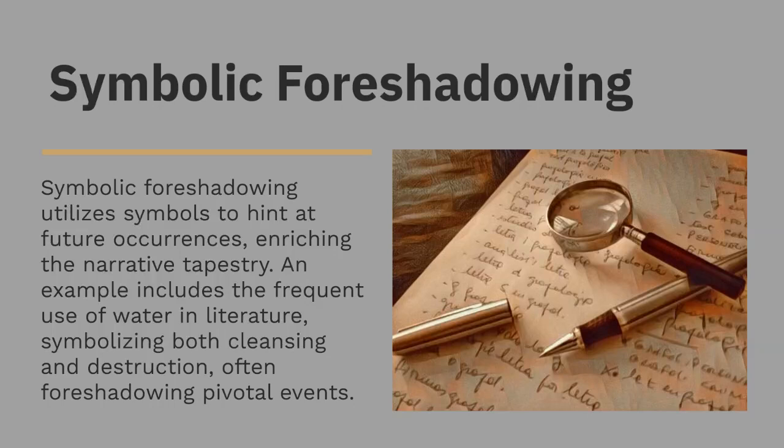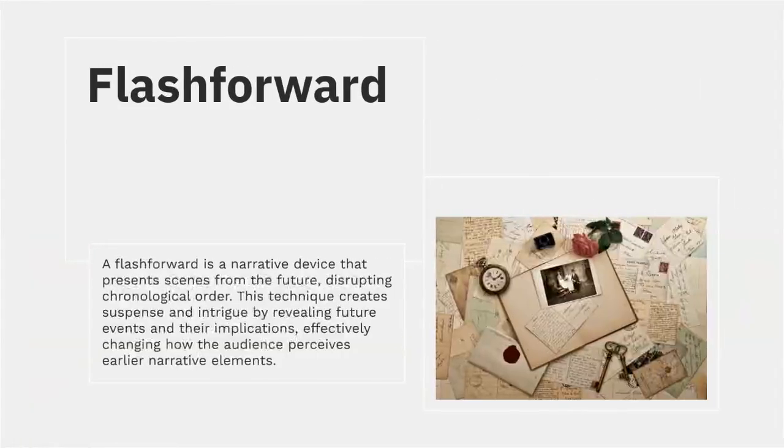And then we have our symbolic foreshadowing, which we just finished our unit over symbolism, so you should know a little bit about what this is. Symbolic foreshadowing utilizes symbols to hint at future occurrences, enriching the narrative tapestry. An example includes the frequent use of water in literature, symbolizing both cleansing and destruction, often foreshadowing pivotal events.